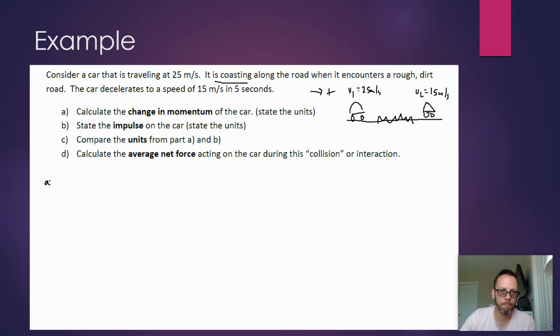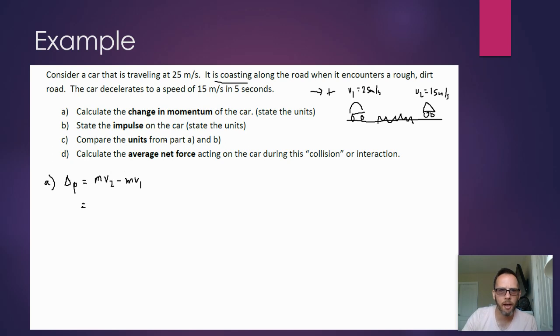So let's do part A. Change in momentum. And we're in one direction here, so I'm going to drop my vector signs. Whether our final result is positive or negative will indicate whether momentum is gained or lost, and it'll indicate the direction too. So we have mv2 minus mv1.